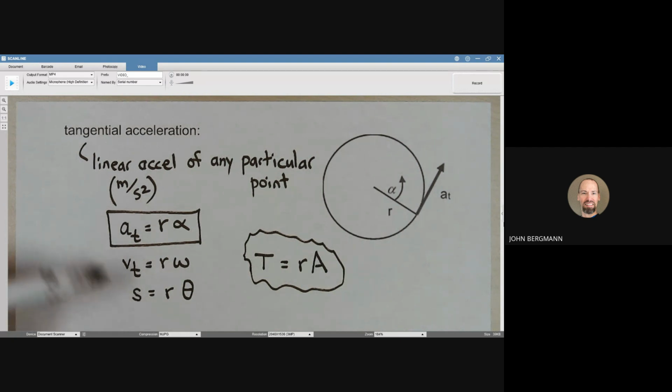A tangential quantity is equal to how far away we are from the rotational axis multiplied by the corresponding angular quantity. We'll have occasion to use all of these equations as we move forward.